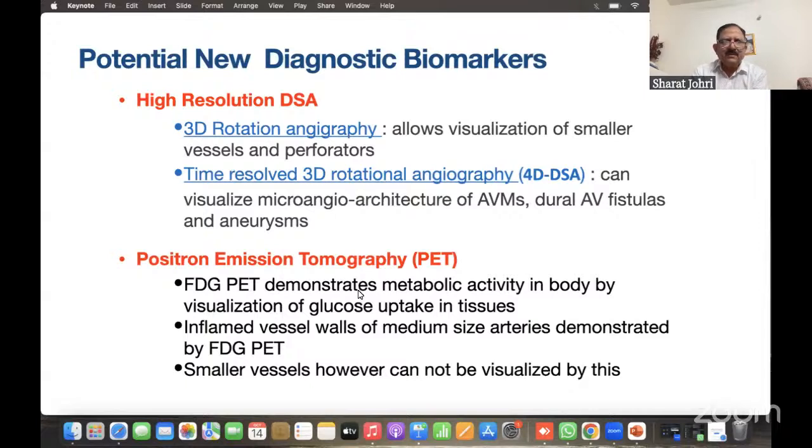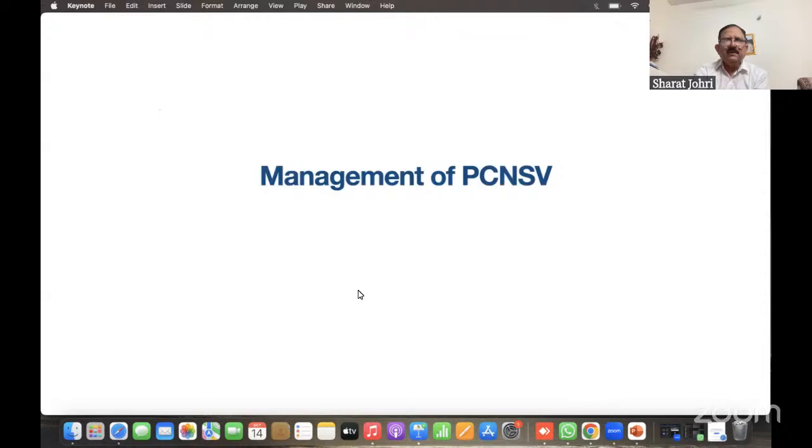Even positron emission tomography can demonstrate metabolic activity in the inflamed vessel wall, especially the medium-sized vessel wall. But the problem with this is that smaller vessels are not visualized, but PET scans can be used if we suspect that medium vessels are involved. These are the various investigations, and the most difficult part is to investigate and differentiate other diseases from primary CNS vasculitis. So once we have found that a patient is suffering from primary CNS vasculitis, then how to manage that case.